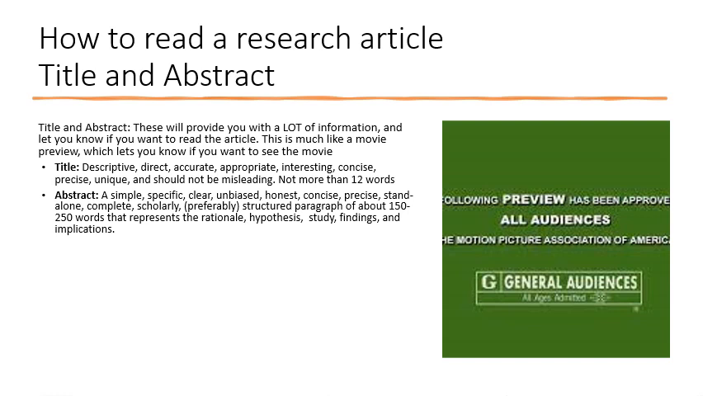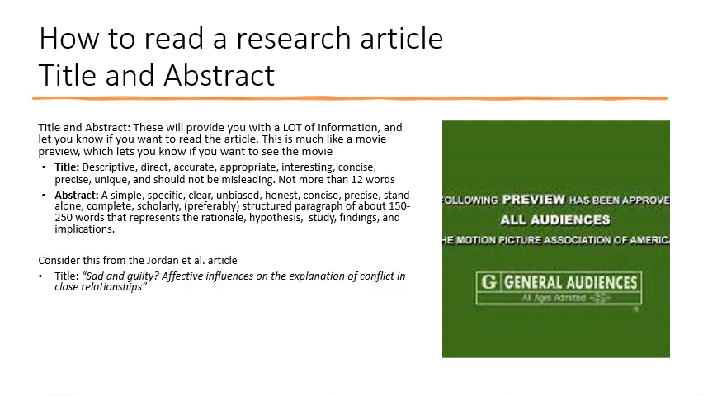And so then if you find the title is relevant, then you go on and read the abstract, which tells you a little bit more about it, just like in deciding whether to watch a movie. So an abstract is just a simple, specific, clear, unbiased, honest, concise, precise, standalone, complete, scholarly, structured paragraph of just 150 to 250 words, really short. And in it, you can find the rationale, hypothesis, the study, the findings, and the implications. So it'll give you a lot.